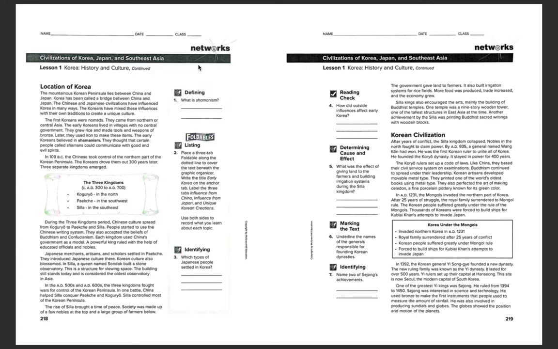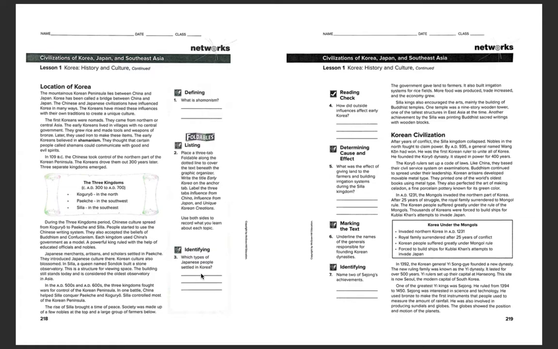All right, so let's look at question number 1 right here. It says, what is shamanism? Shamanism is a belief that people called shamans could communicate with good and evil spirits. We're going to skip over question 2, and let's look at question 3. Which types of Japanese people settled in Korea? I want you to think about that for a second. It was merchants, artisans, and scholars. All right, let's look at question number 4. How did outside influence affect early Korea? It had an impact on Korea's culture and its government.